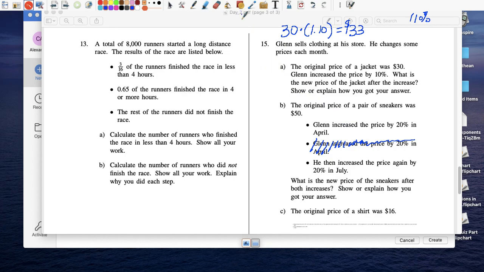All right, so the sneaker was 50. After the first increase, you multiply by the first increase, those would be the two numbers we multiply. And then on top of that, there's a second increase. You multiply that by 1.2 again. So it would be 50 times 1.2 times 1.2. That's going to take the shoe to $72.